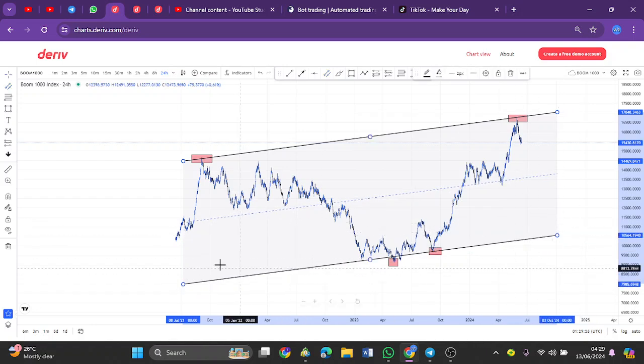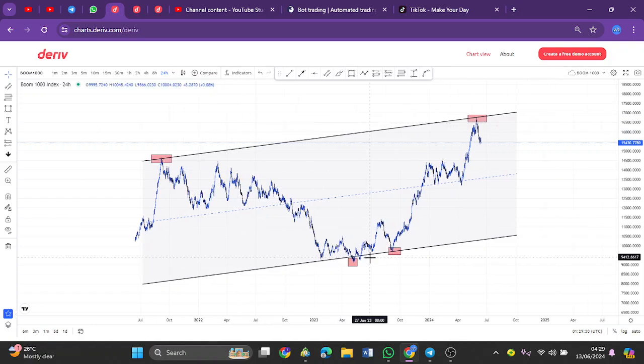Here, even there. Here can be a fake, even we can call it a fake out, but still the market came back in, but it's a valid zone. From there, the market pushed.